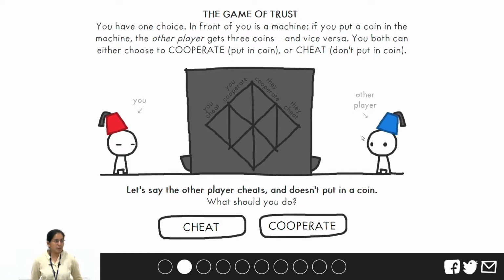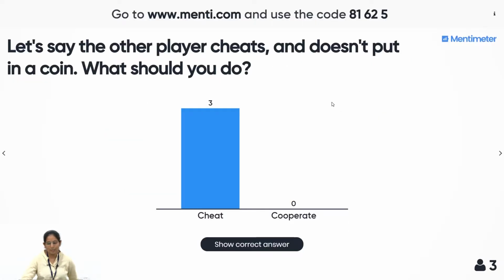So the rules of the game are clear, right? Meaning you put in a coin, the other guy gets 3 coins, and now you know that the other guy has decided to hold back. Sorry. So 81625.